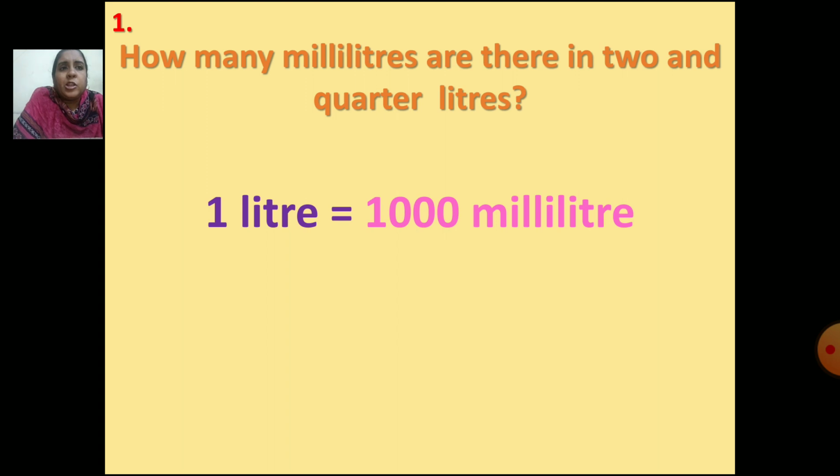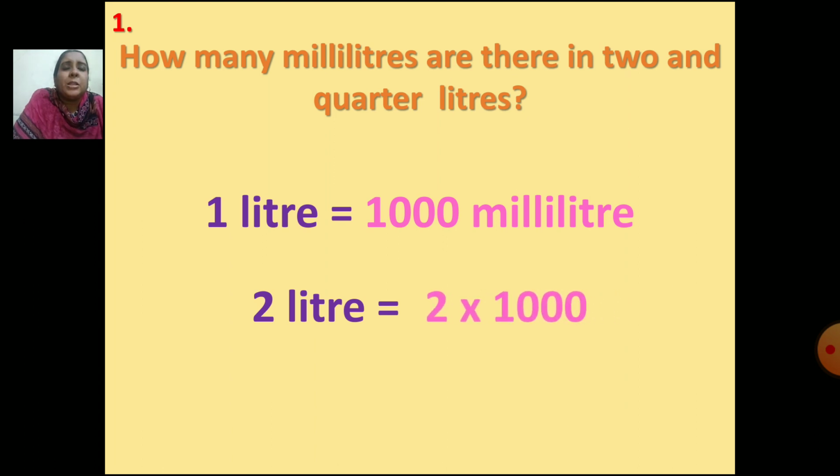And what is the question? 2 and a quarter liter. So 2 liter will be how much? So your second step will be 2 liter is equal to 2 multiplied by 1000. So first we have to convert 2 liter into milliliter, and then you will convert quarter liter into milliliter. So 2 into 1000, what will be the answer? 2000. That is 2000 what? Milliliter.